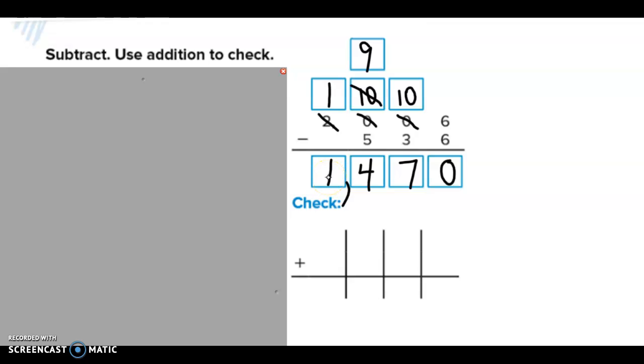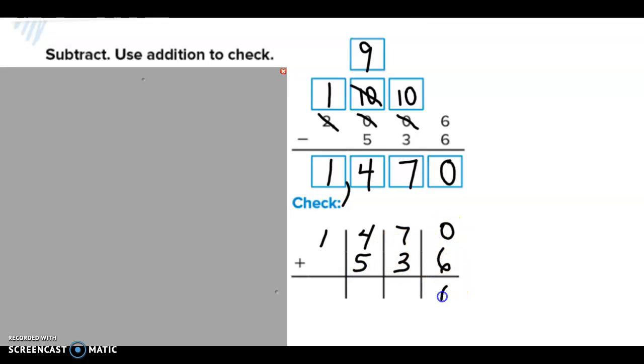Now we're going to use inverse operations. So we subtracted to get our answer, so to check it, we're going to add. So we think it is 1,470. We're going to add it to the middle number, 536, and we're going to see what we get.